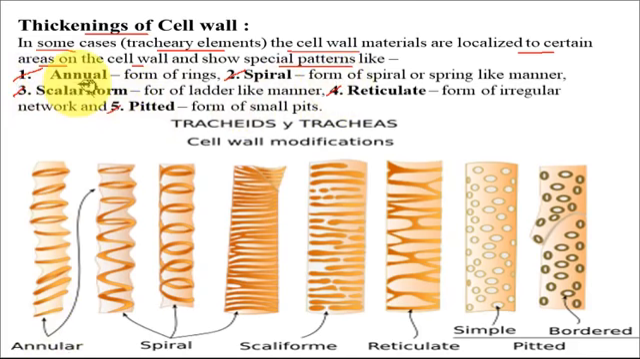So the annular form is nothing but it is in the form of rings. So here you can see all these are ring-like structures present in the cell wall, or you can say annuals. The second one is the spiral, which is in the form of spirals or a spring-like manner.